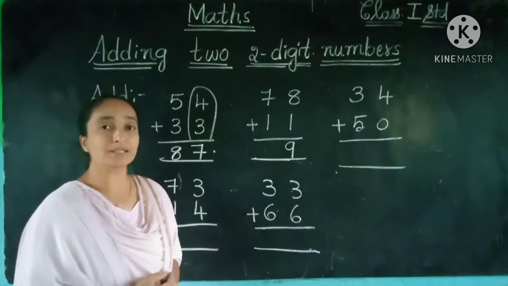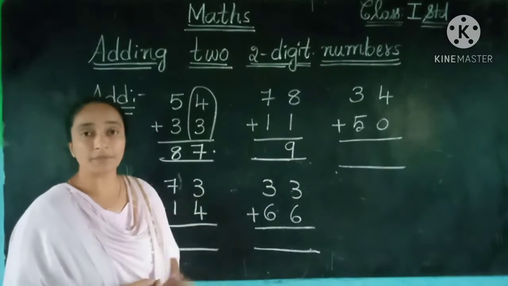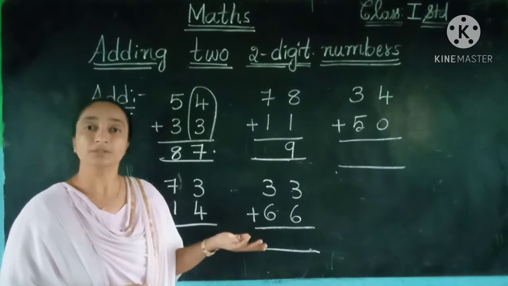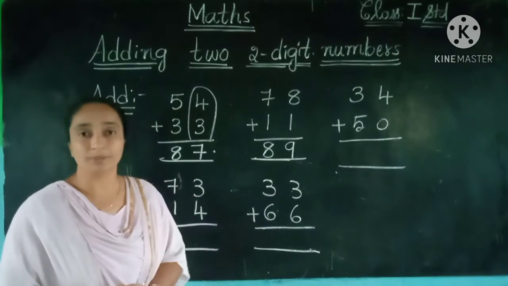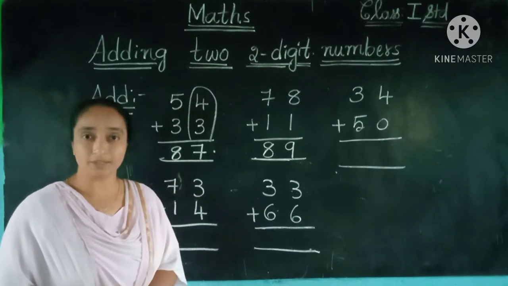So we'll start from the ones place. 8 plus 1, 9. And 7 plus 1, 7 after 8. So here we will write the answer 89. So simple. So here we have completed the second one.